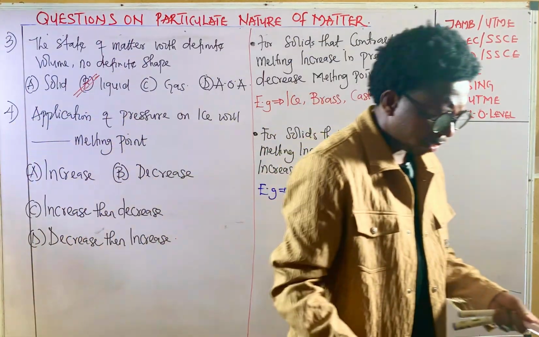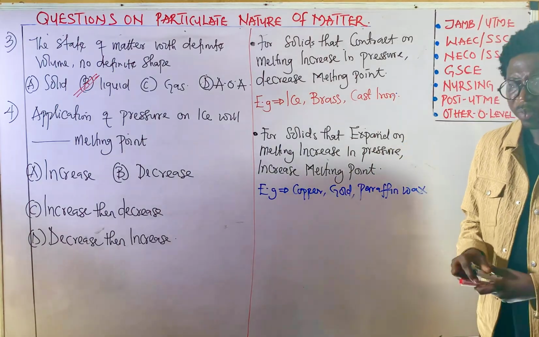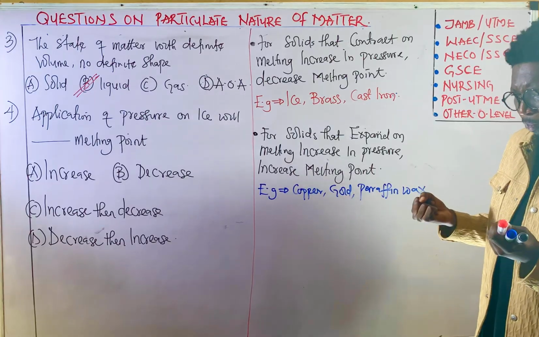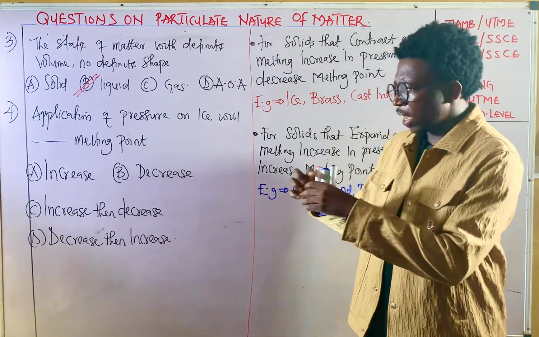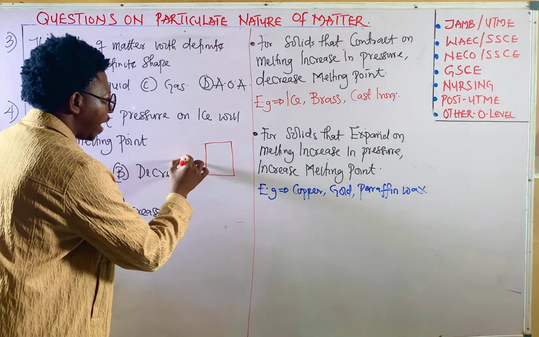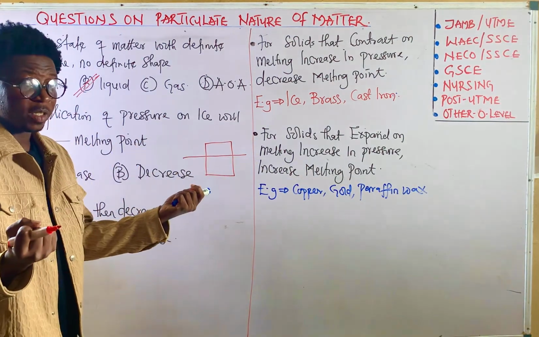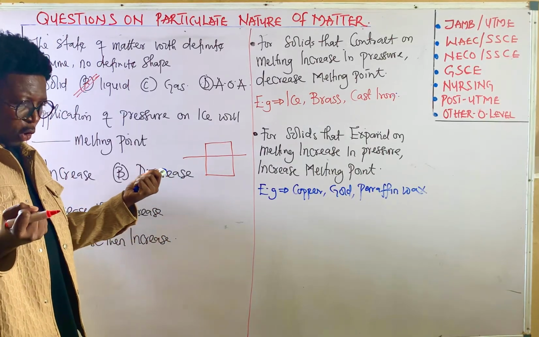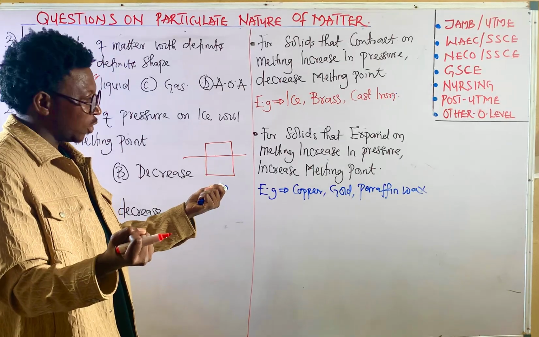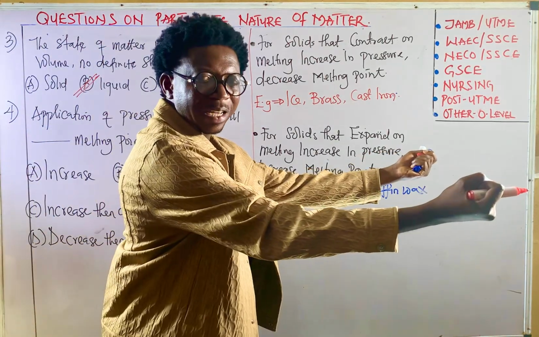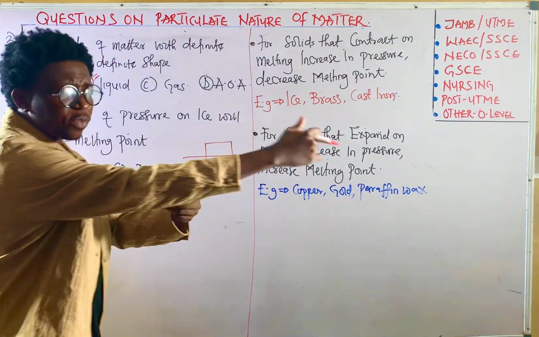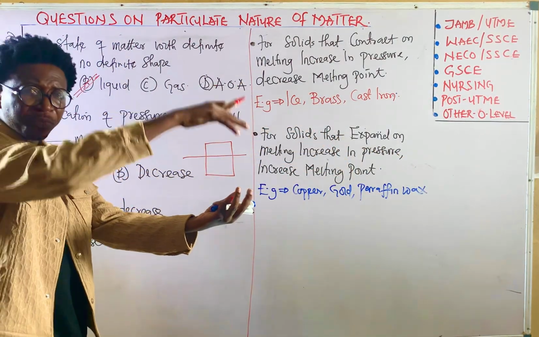I'm going to show you an application of this on ice. Now, there's what we call regelation. Regelation is actually using a string to pass through ice. If this is a cube of ice, and I stretch out a string with high pressure on the ice, it will what? It will melt that part of the ice. So the string will pass through the ice block and come out from the other side. Once it comes out from the other side, the ice freezes back.